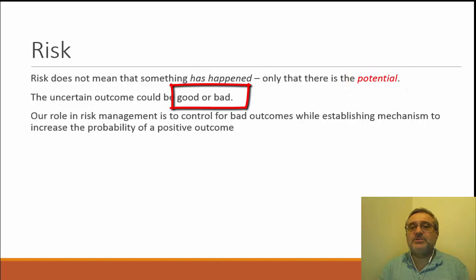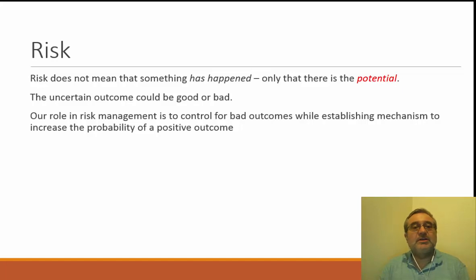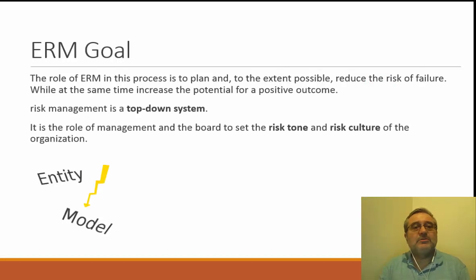Our role in risk management is to control for the bad outcomes while establishing a mechanism to increase the probability of a positive outcome. As an example, an organization introduces a new product. Well, the probability of success and the probability of failure is what we're going to deal with in a risk management perspective. We're going to control for these bad outcomes and at the same time increase the probability that the product will be successful. The role of ERM, or Enterprise Risk Management, in this process is to plan and, to the extent possible, reduce the risk of failure, while at the same time increase the potential for a positive outcome.